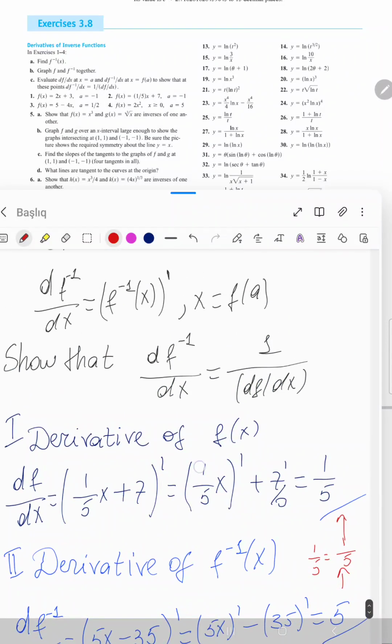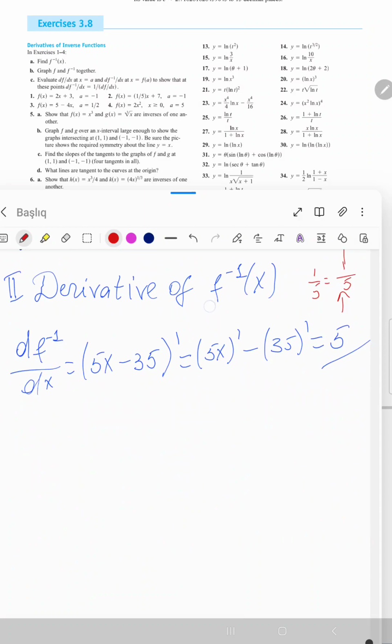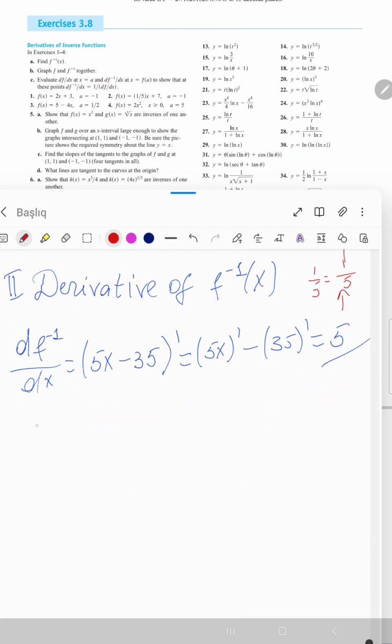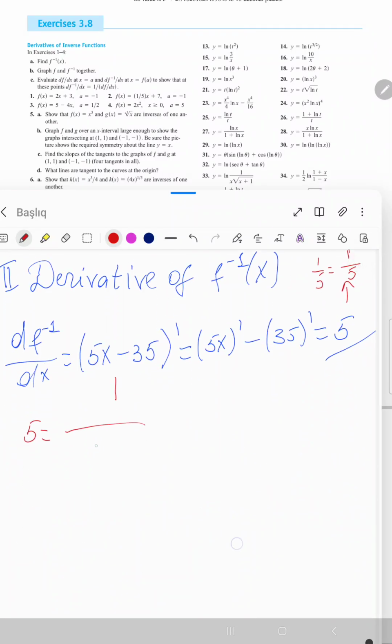We have to show that df inverse is this. So is the derivative of the inverse function, 5, really equal to 1 over df over dx? 1 over 5 equals 5. Proved. Okay, and that's it, I think.